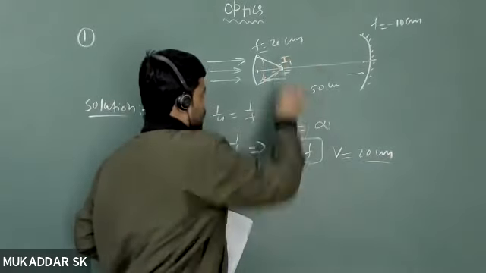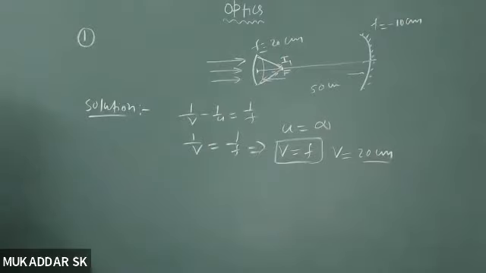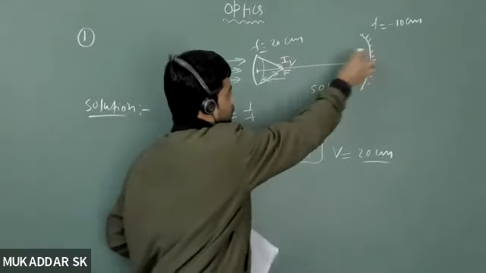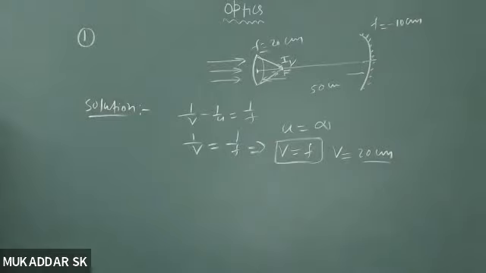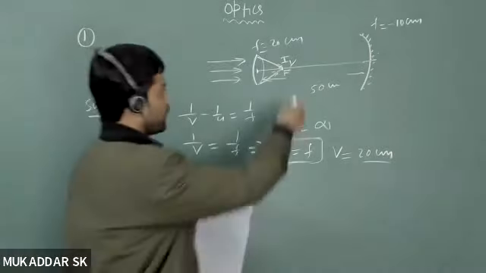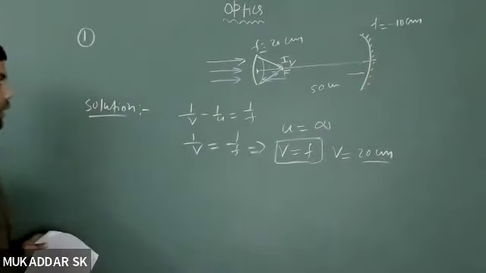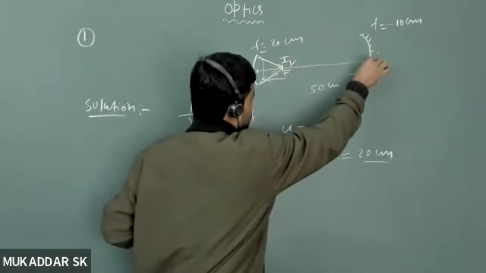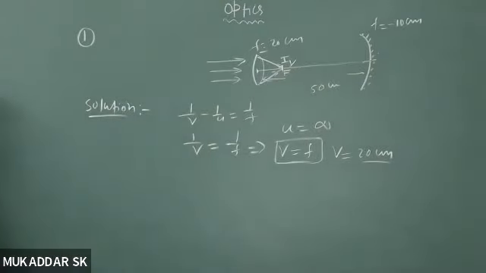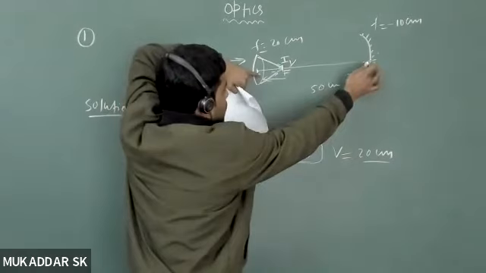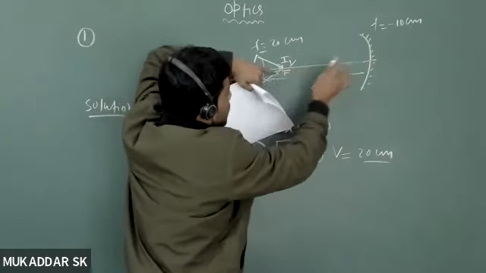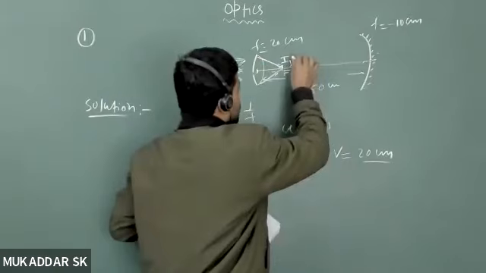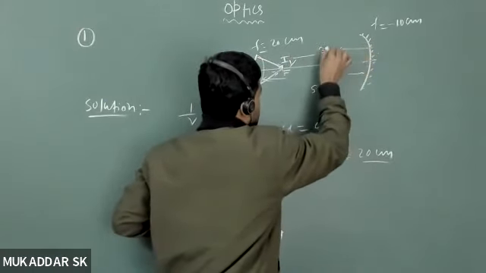Let us give the notation I1 to this image. Now this image will act as a virtual object for this concave mirror. So what is the distance from pole to this virtual object? Since this distance is 50 centimeter and this distance is 20 centimeter, obviously this distance will be 50 centimeter minus 20 centimeter. So basically this distance will be 30 centimeter.